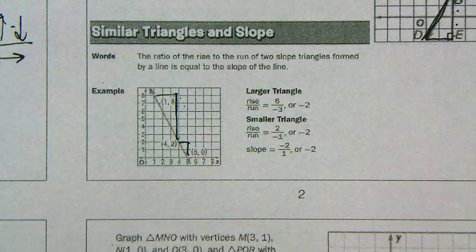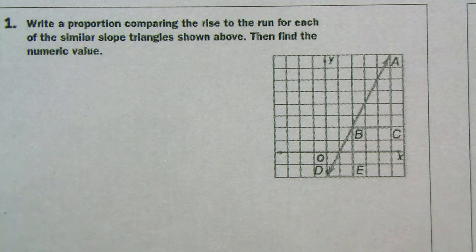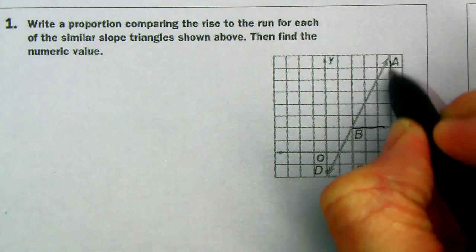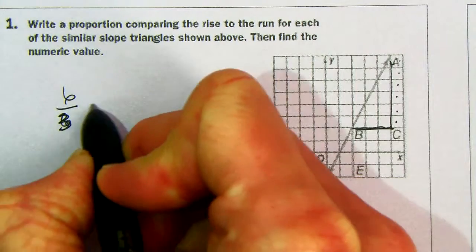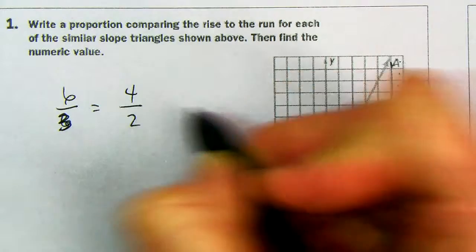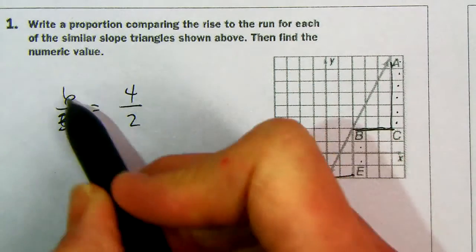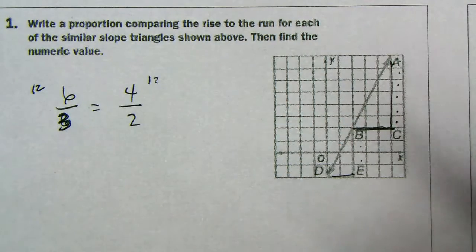Here, this is the type of thing you'll have to do on slide number 3. It says, write a proportion comparing the rise to the run for each of the similar slope triangles. So we are going to write a proportion. Rise to the run. So 6 over 3 is equal to 4 over 2. This is the same picture that we were just looking at. And they are equal because 3 times 4 is 12, and 6 times 2 is 12. If I reduce them both, the numeric value would be 2. So slope equals 2.